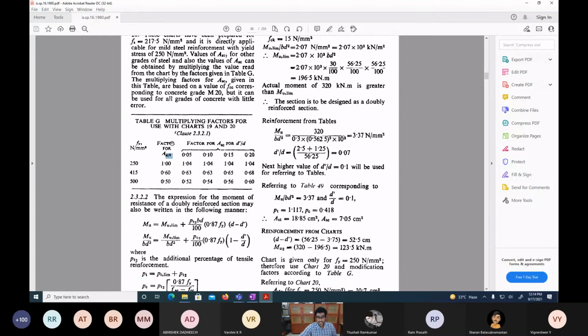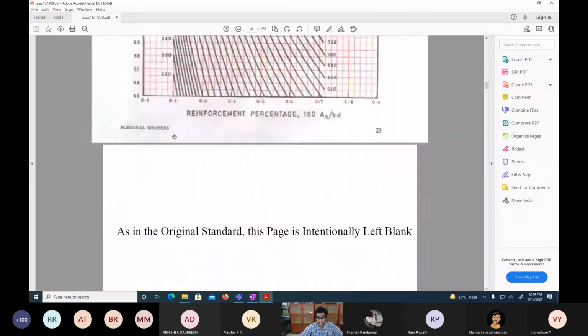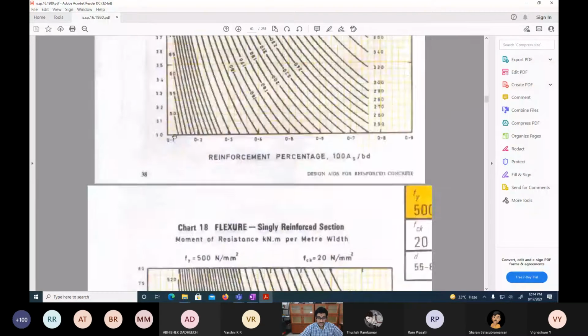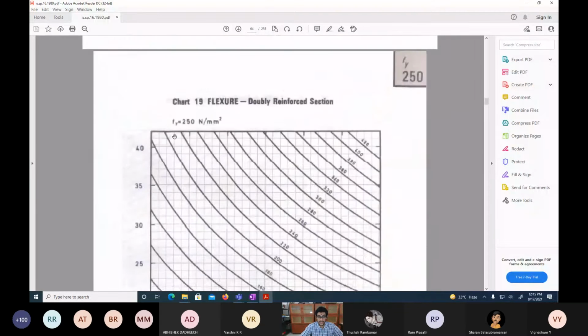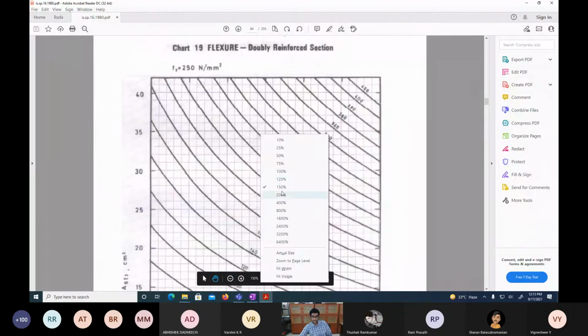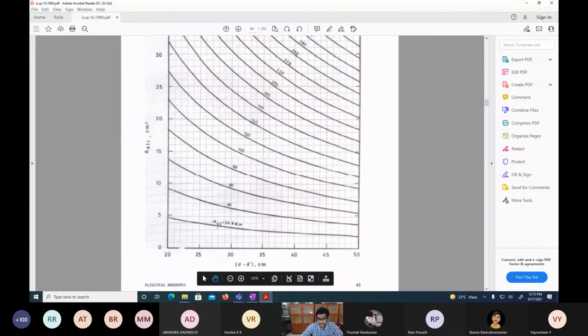So we have to use this table along with charts 19 and 20. So what are these charts 19 and 20? I'll just go there. So this is chart 19. It is for flexure for doubly reinforced beam, as you can see written over there. What are the axes? It is D minus D dash and AST2. Within that you have graphs of MU2. MU2 means your delta MU, which you found in the problem.